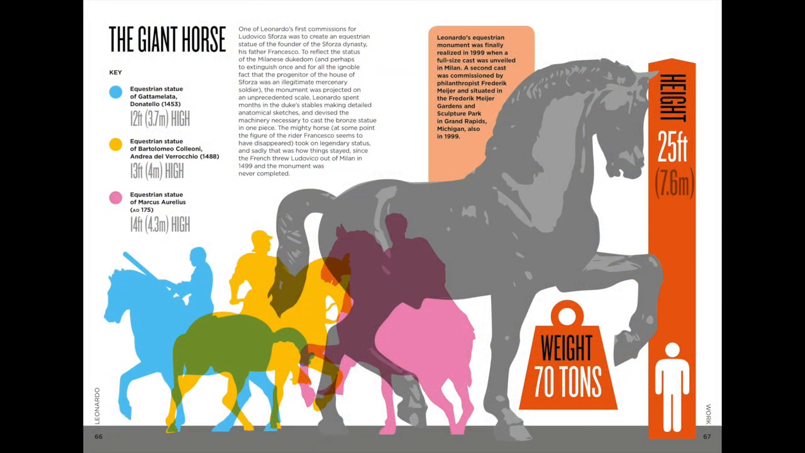So as you can see from this picture here, it shows different statues that were made. The equestrian statue by Donatello, the equestrian statue by Andrea del Verrocchio, the master artist that he apprenticed under. You can see this statue that is 14 feet high of Marcus Aurelius. Well, as we can see, the statue that Leonardo was working on was going to be 25 feet high and weigh 70 tons. Now, mind you, most cars are between 2 and 3 tons. So 70 tons.